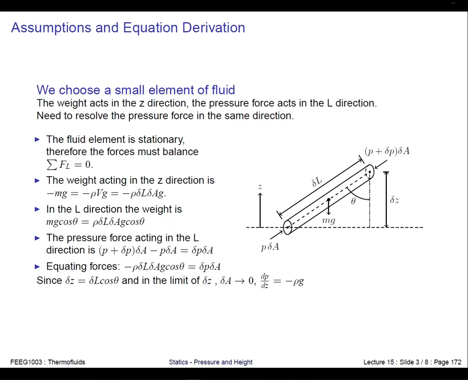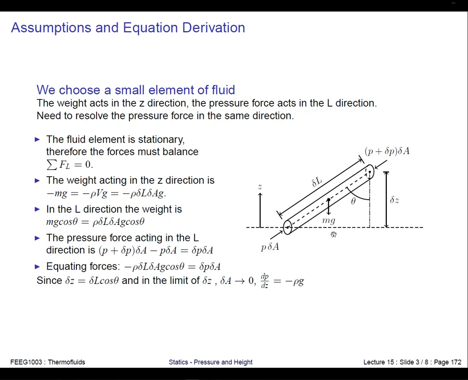Okay, so this is our derivation. We're going to imagine we're under the surface of a fluid, and we're going to take a small element of fluid. We'll construct a small cylindrical control volume and put it at some angle theta to z. z is the vertical direction, and gravity is opposed to this z direction.